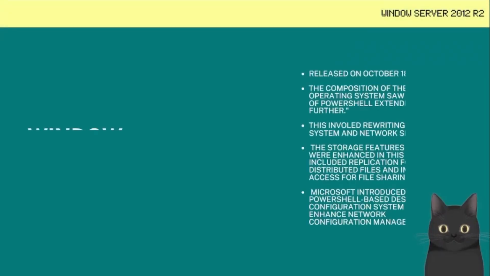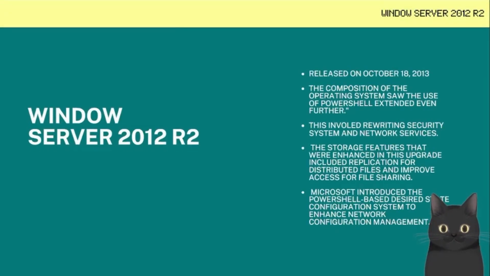Let's proceed to Windows Server 2012 R2. Windows Server 2012 R2 was released on October 18, 2013. The composition of the operating system saw the use of PowerShell extended further, because Microsoft continued its aim to provide better server function on site that provided the capability to integrate cloud services.